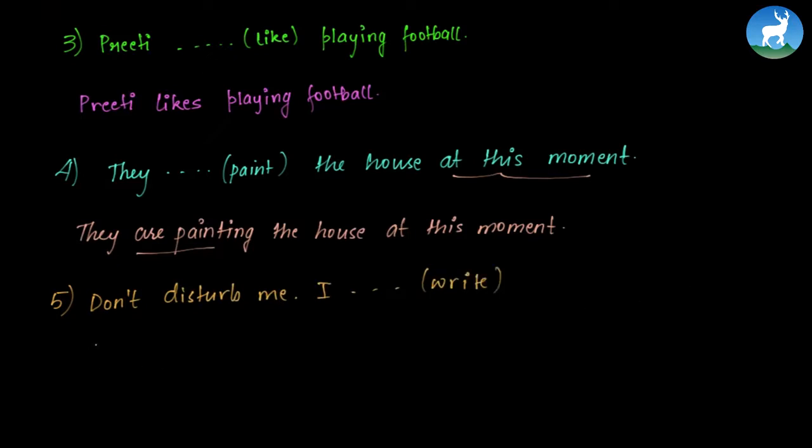Don't disturb me, I write. You wouldn't want somebody to disturb you while you're writing. So because you're writing right now, you're asking him not to disturb you. So the verb we use will be present continuous here as well. And we say, don't disturb me, I am writing. Let's go through another example.